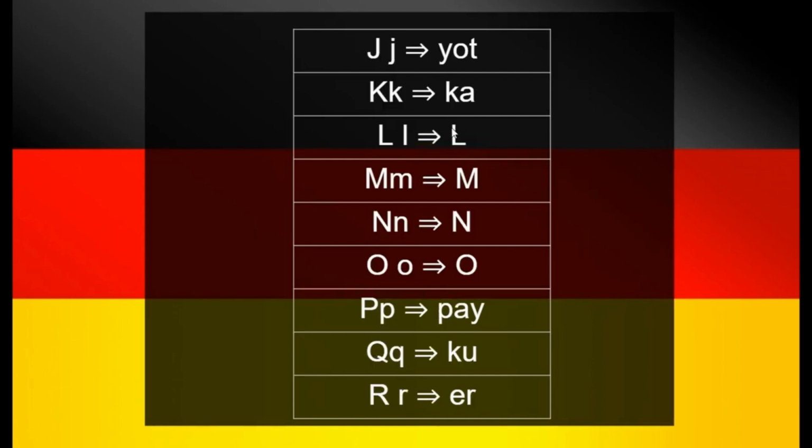Moving on. J is pronounced as Yacht. K as Ka, L as L, M as M, N as N, O as O, P as P, Q as Q, R as R. Yacht, K, L, M, N, O, P, Q, R.